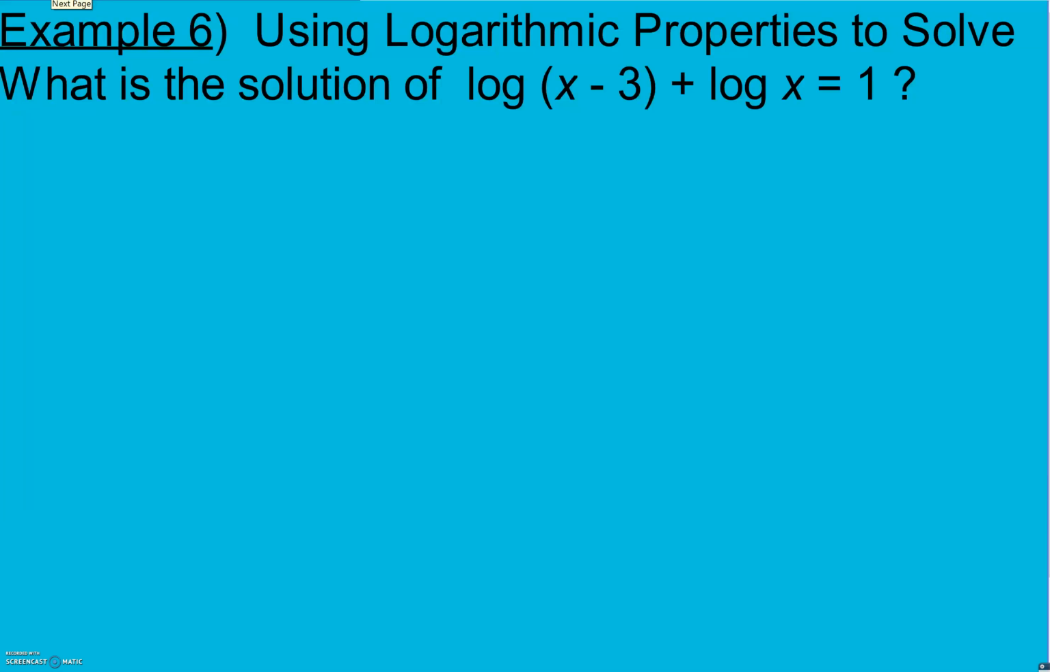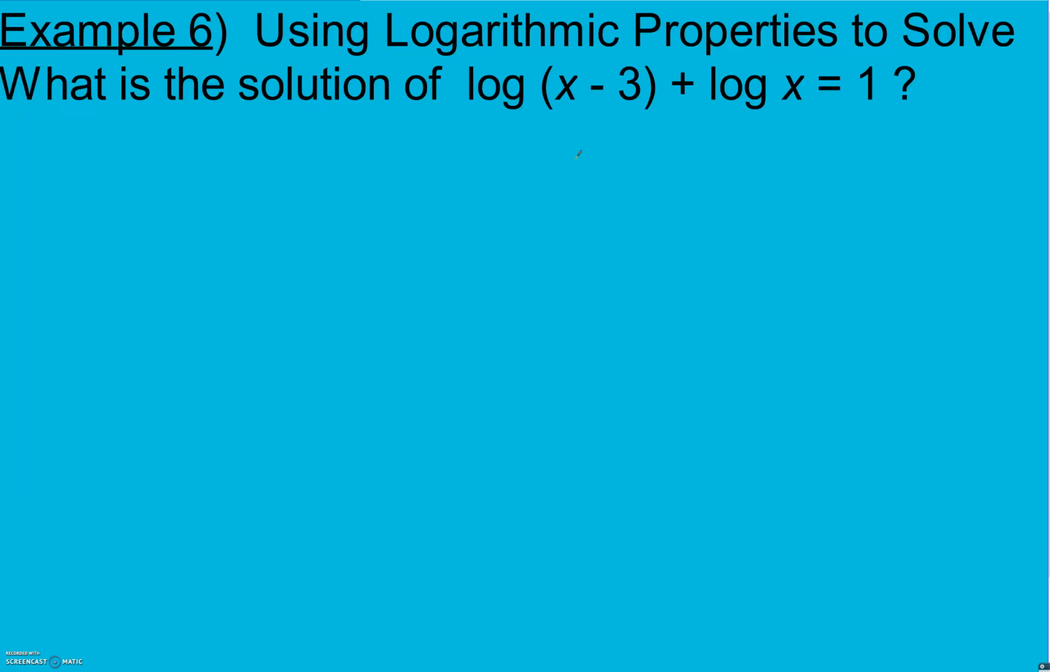Example 6 here, using logarithmic properties to solve. One thing we have to remember when we're solving logarithms is that our domain is restricted. Our domain is only positive numbers. So we have to double check our answers, because once we plug them in, sometimes we're going to get extraneous solutions. So it's not necessarily just going to be because x is negative, it's when we plug it back into the logarithm. So double check on all of your logarithm problems to make sure that it's actually in your domain.